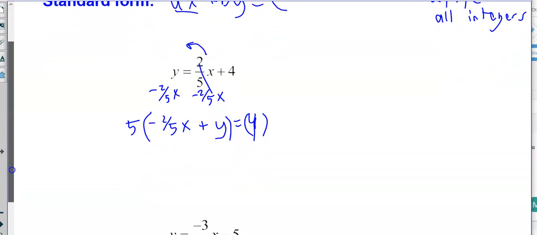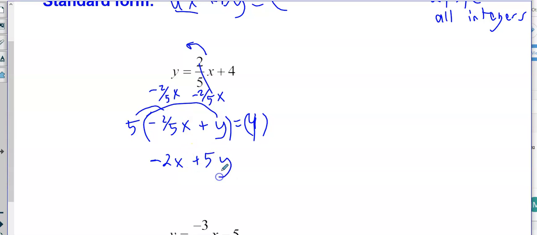So if you do that, you're going to distribute. So this will be negative 10/5, which is negative 2x. And then distribute here, so you get plus 5y. Every term has to be multiplied by 5. And we multiply by 5 on the other side, so we get 5 times 4 is 20.